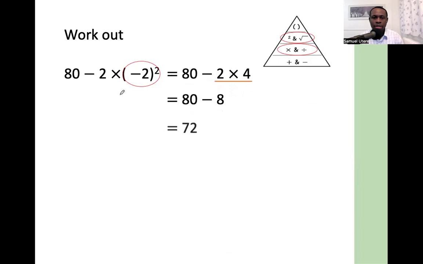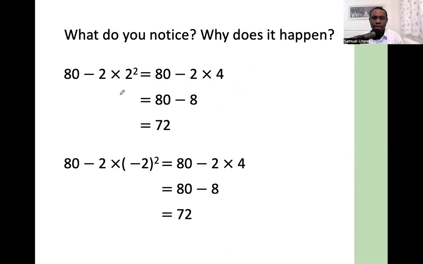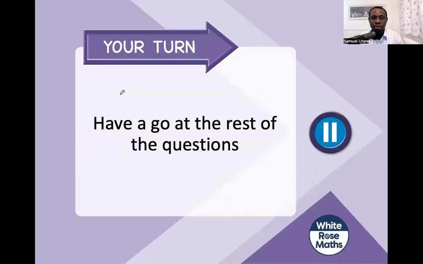You may have noticed something. We have the same result. Why? Well, something you should know is that 2 squared is the same thing as -2 squared. 2 squared means 2 times 2, which is 4. -2 squared means -2 times -2. Of course, 2 negatives should give us a positive, which is also 4. And that shouldn't be a surprise why we should have the same result.